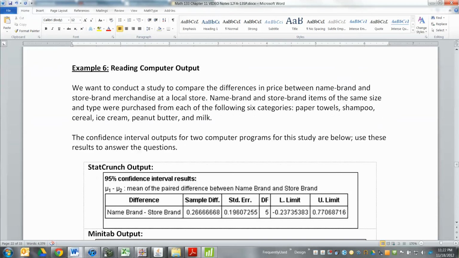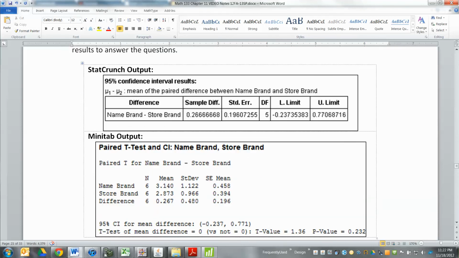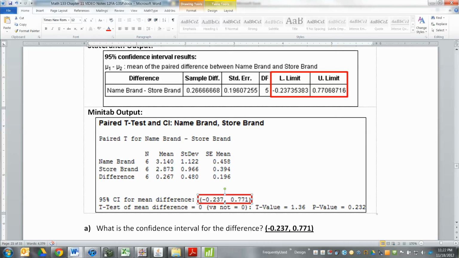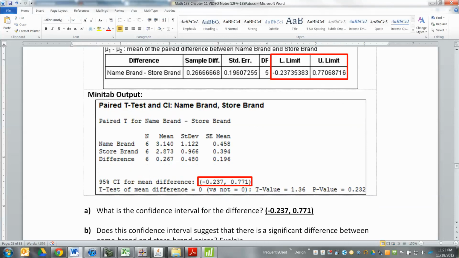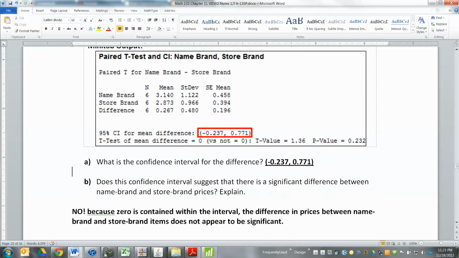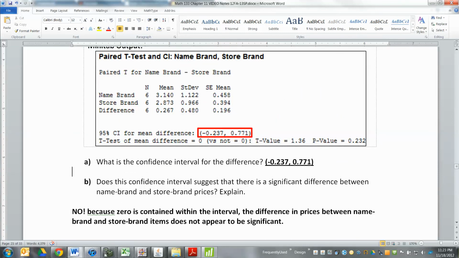All right, now what about name brand versus store brand merchandise? So I have computer programs conducting a confidence interval for the difference between name brand price and store brand price. You can see the confidence interval, negative 2.37 to 0.771. Poof, there I highlighted it so you could see it. Does it appear that there's a big difference between them? And the answer is no, right? It doesn't appear like that at all because 0 is contained in that interval. Therefore, there's not a significant difference between name brand and store brand prices.